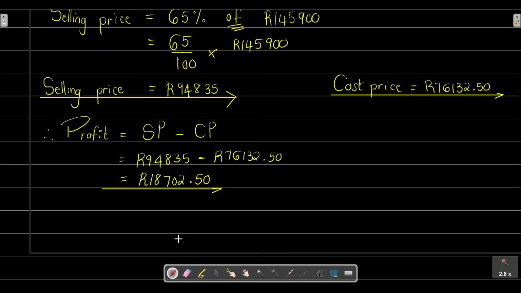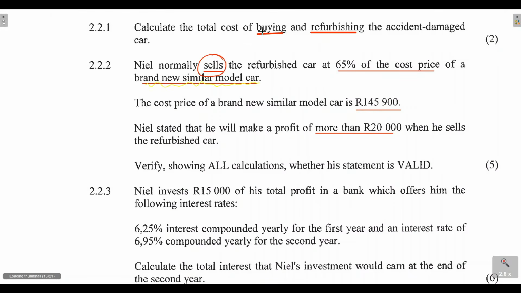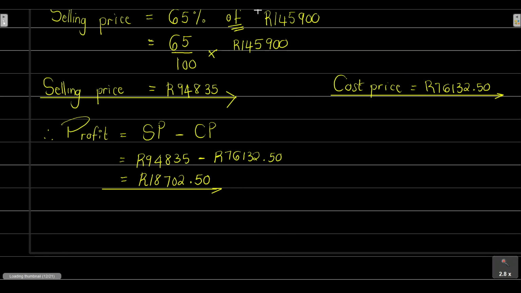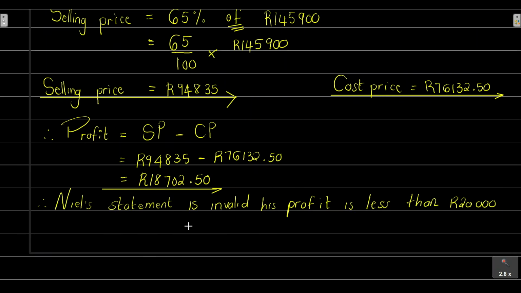Now, we're not done, guys. He made a statement that he makes a profit of more than 20,000. But what did we find here? We find that the profit he makes is less than 20,000. Therefore, we can conclude that Neil's statement is invalid. His profit is less than 20,000, so his statement is not valid. I answer my questions in full sentences because we want to show that we understand what we're doing.